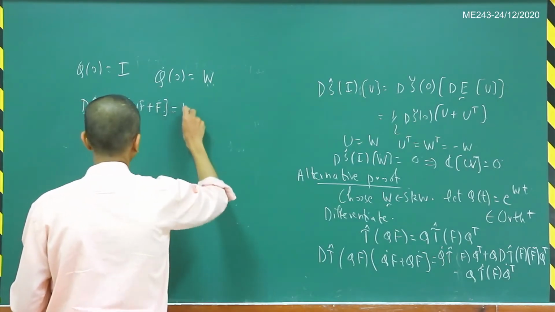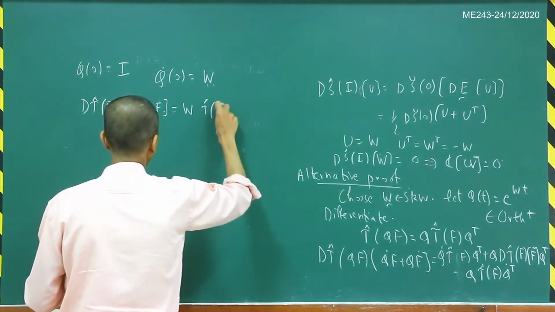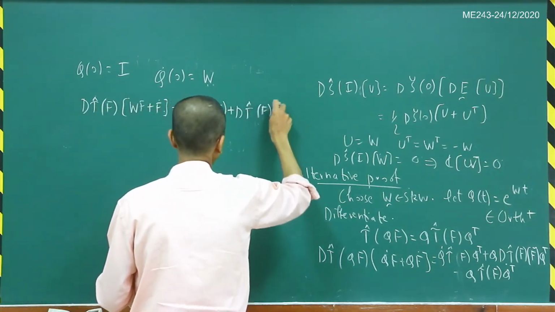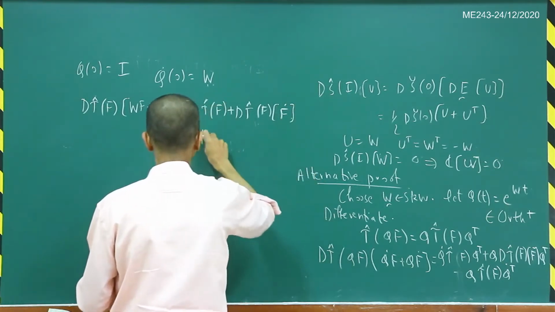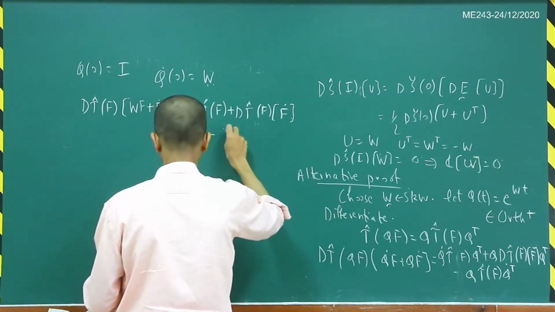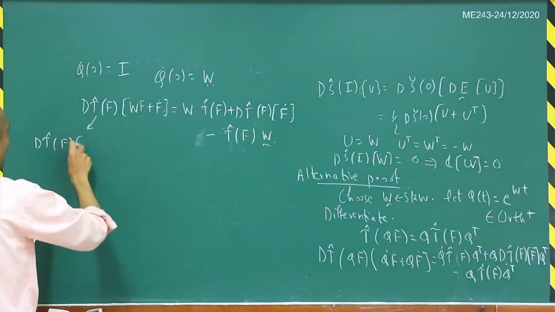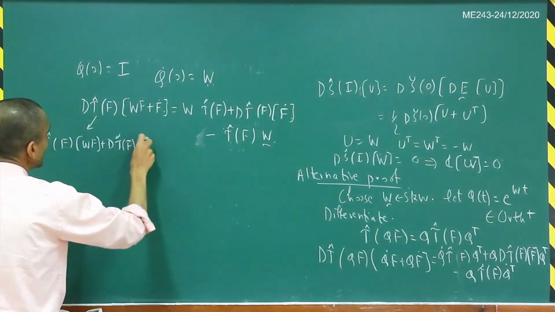So this is equal to w times tau hat of f plus d of tau hat of f in the direction of f dot, plus minus tau hat of f times w. So this is what you will get, and now use the linearity of the directional derivative. So this can be written as d of tau hat of f in the direction of wf plus d of tau hat of f in the direction of f dot.